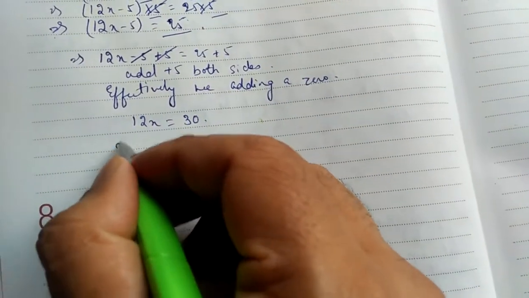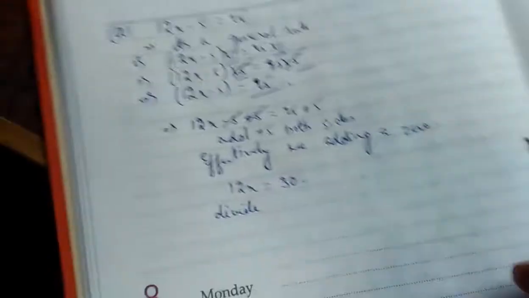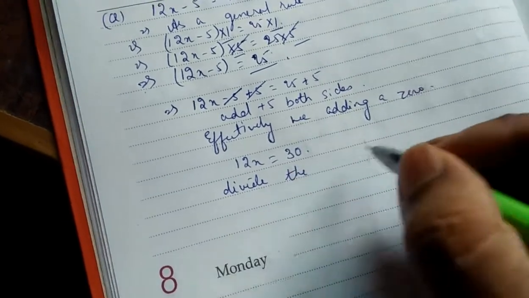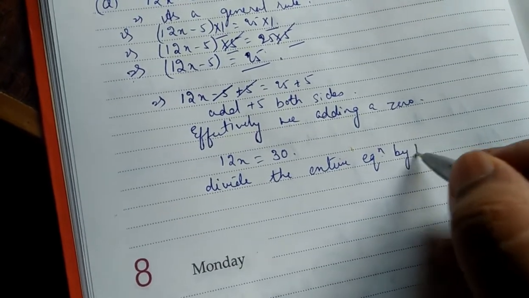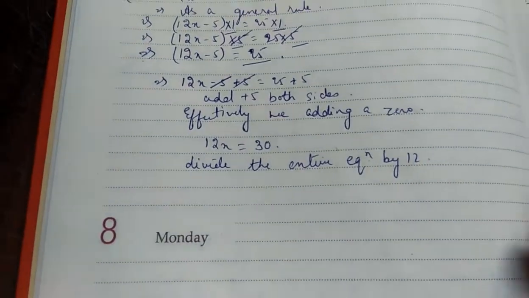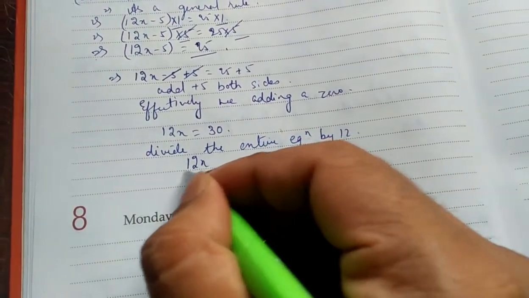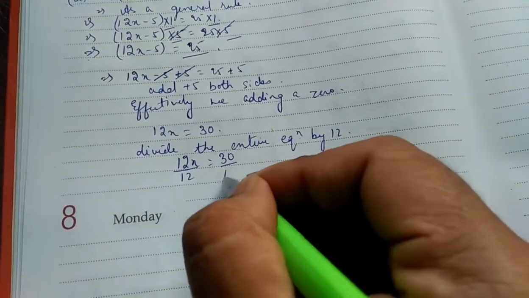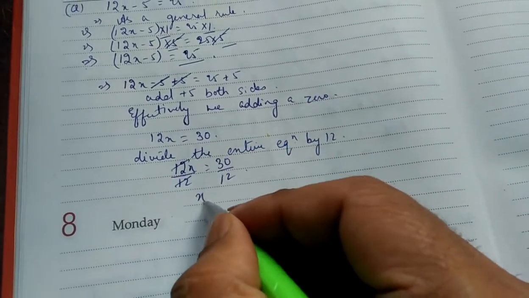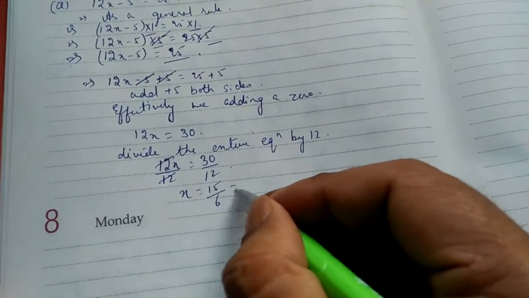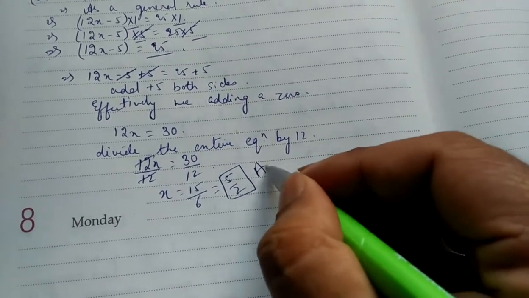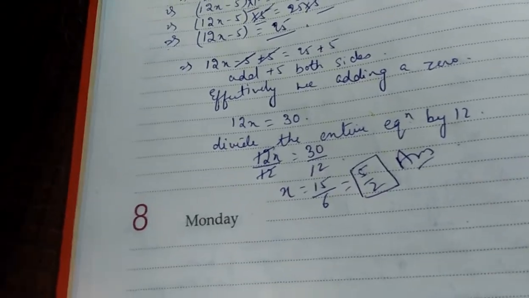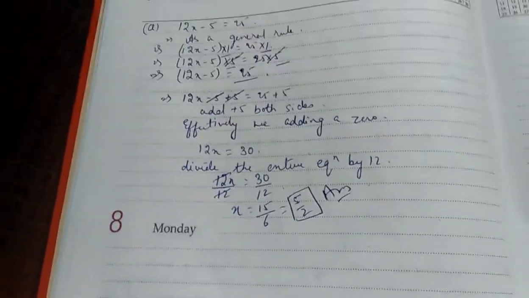So this becomes 12x by 12 is equal to 30 by 12. 12 cancels out. X is equal to 15 by 6, which is equal to 5 by 2. This is your answer. This is simple enough. There's hardly anything difficult about it.